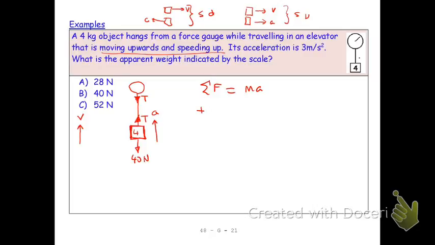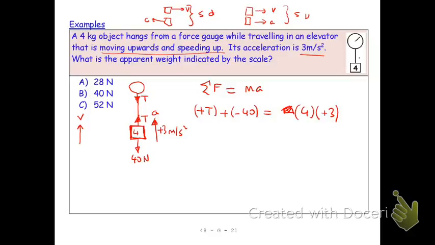So I say plus T, because that's pointing upwards, added to minus 40, because that's pointing downwards, is equal to the mass, 4, times my acceleration. And I look at my acceleration, it's 3 meters per second squared. But it's positive, it's pointing upwards. So that's going to be plus 3 meters per second squared.